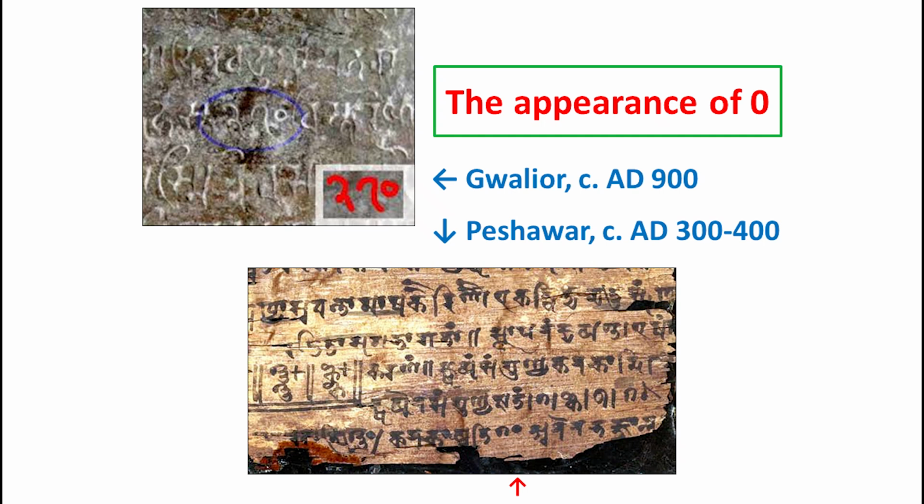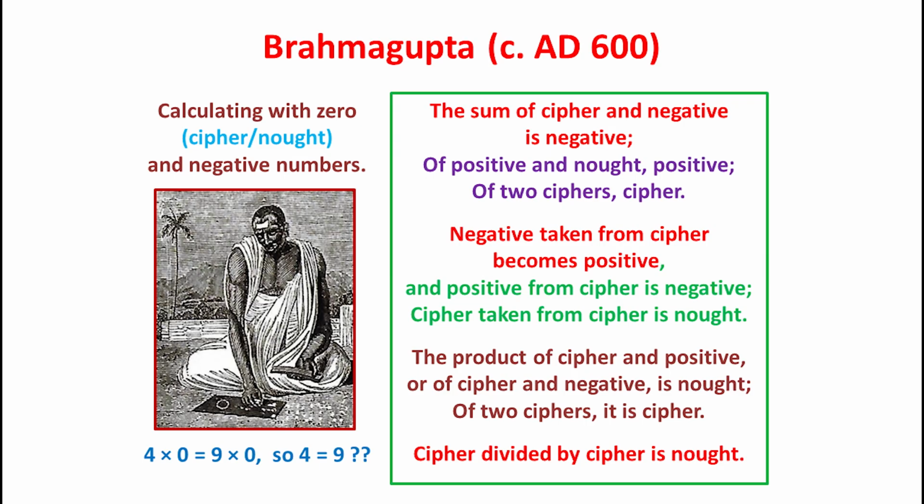The number zero plays two roles, as a placeholder, as we've seen, but also as a number in calculations. Positive and negative numbers were already being used in money markets for profits and debts. And around AD 600, rules for calculating with them and with zero were given by the Indian mathematician Brahmagupta. For example, the sum of zero and a negative number is a negative number. A negative number taken from zero becomes positive, and so on. The only problematic rule was the last one, relating to division by zero.